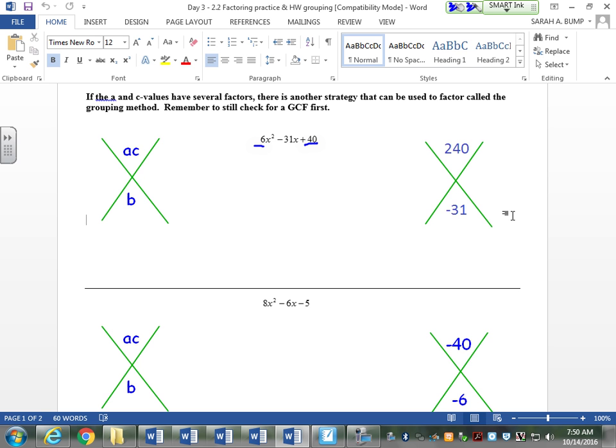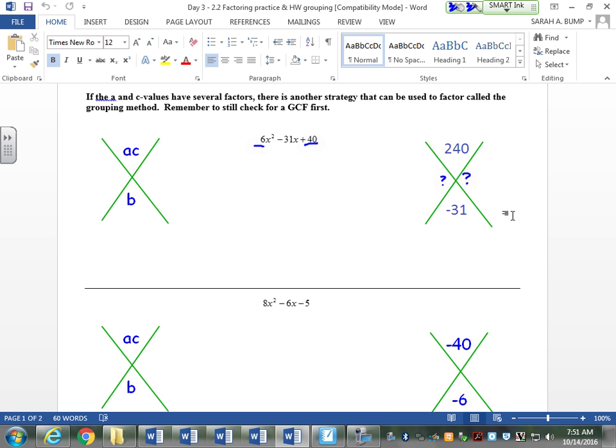So the goal is to figure out what is going to go here and here. And those two numbers have to multiply to 240 and add up to negative 31. 240 is a pretty big number. You got to figure out factors of it. My suggestion is you just start taking 240 and dividing it by values on the calculator until you find a pair that works. So for example, 240 divided by 2 is 120.